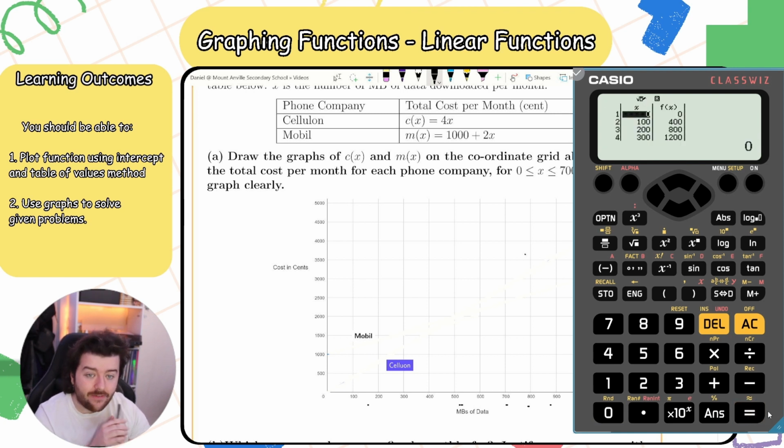There's my points now for Cellulon. So my first one here, 0, 0. My next point is 100, 400. So 100, 400. That's roughly around here. Next one, 200, 800. So 200 on my x-axis, 800 on my y-axis. That's around there. 300, 1200. So 300 on my x-axis, 1200 on my y-axis. So around there.